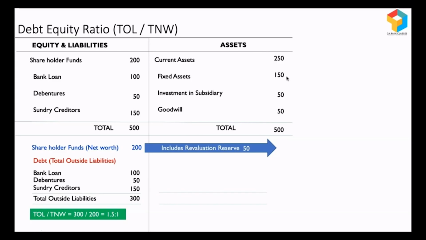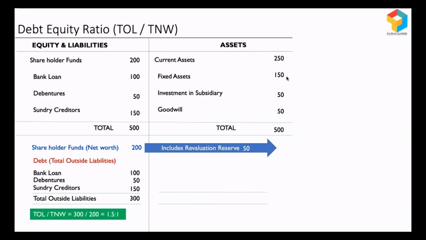Okay, so now try to visualize. On the fixed assets, the original value is 100 plus 50, so it is 150. So that additional 50 is also kept on the right hand side under shareholder funds with the heading revaluation reserve. Okay, but that money was not at all realized.